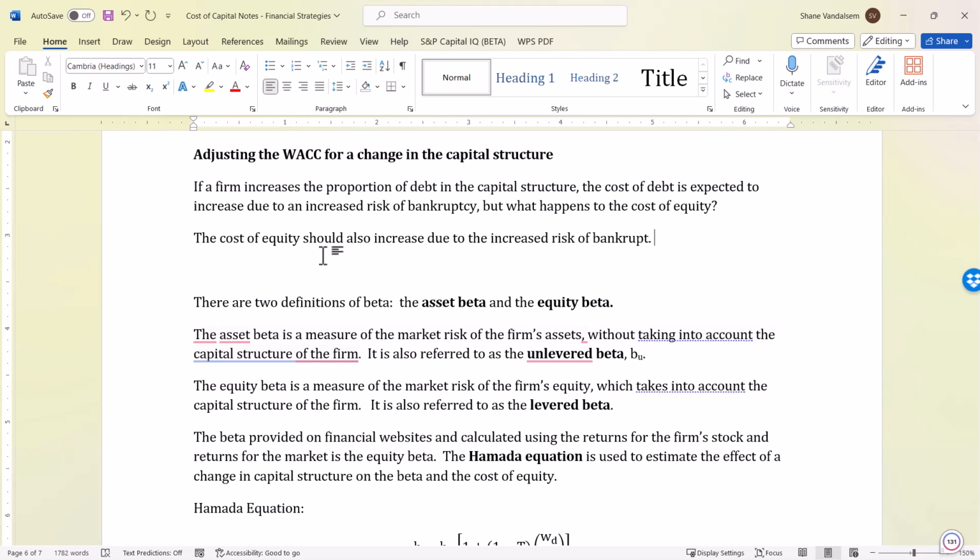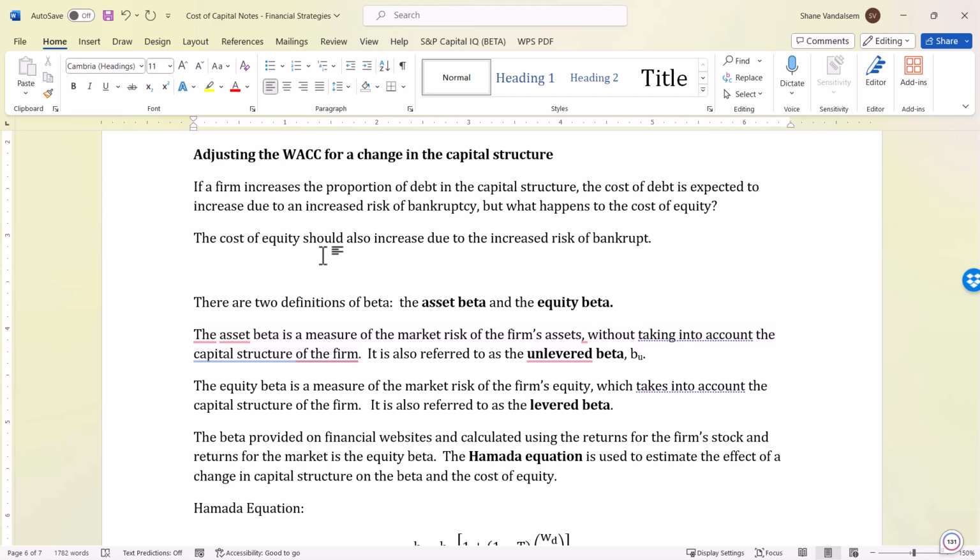There are two definitions of beta: the asset beta and the equity beta. The asset beta is a measure of the market risk of the firm's assets without taking into account the capital structure of the firm. It is also referred to as the unlevered beta. The equity beta is a measure of the market risk of the firm's equity, which takes into account the capital structure of the firm. It's also referred to as the levered beta. When we look up beta for a company, what we're seeing is the levered beta. Okay, we can unlever it though to take out the effect of the capital structure of the firm.